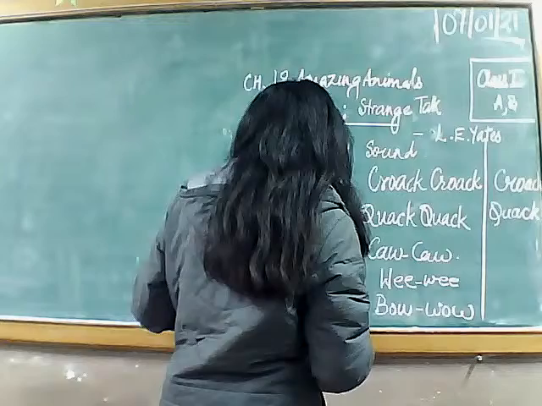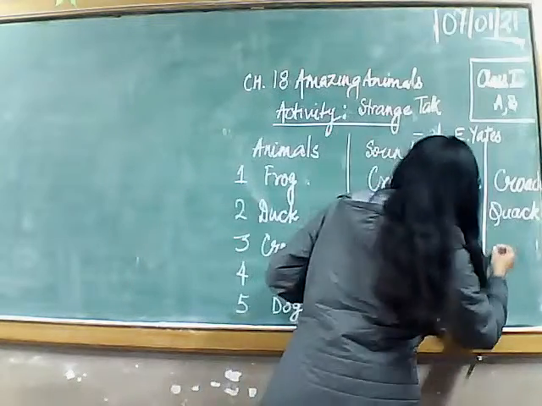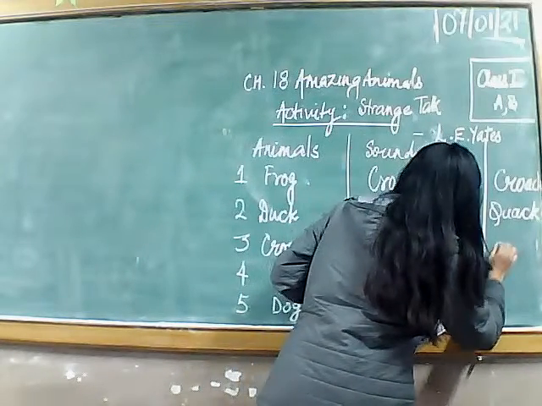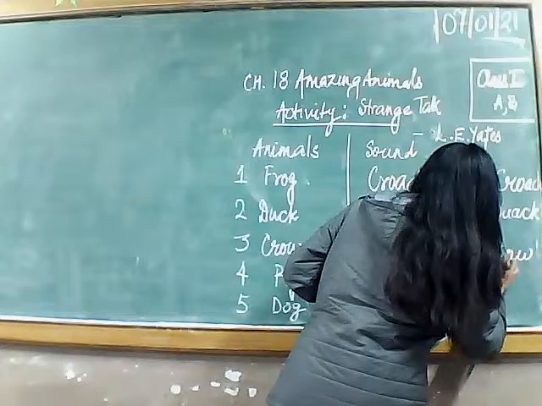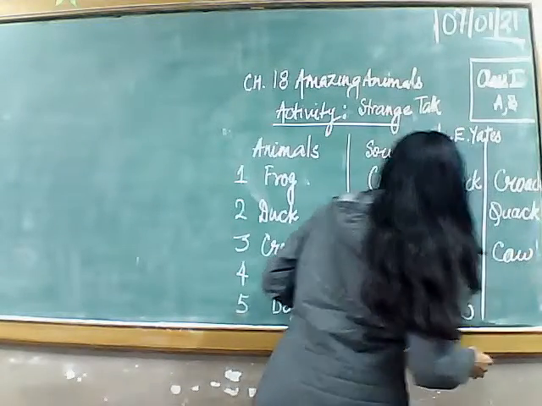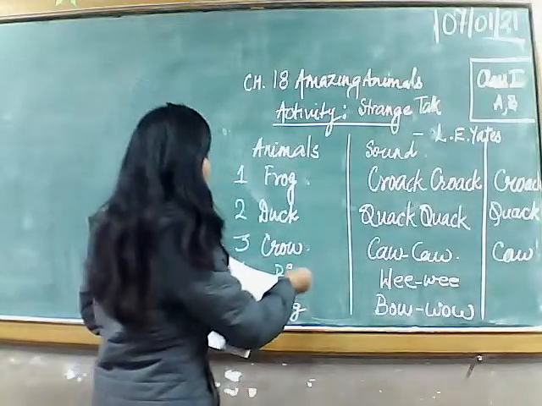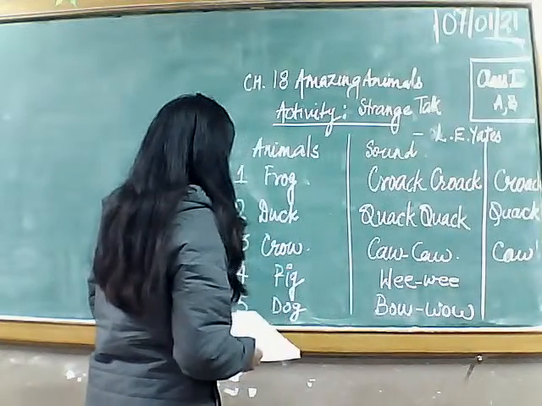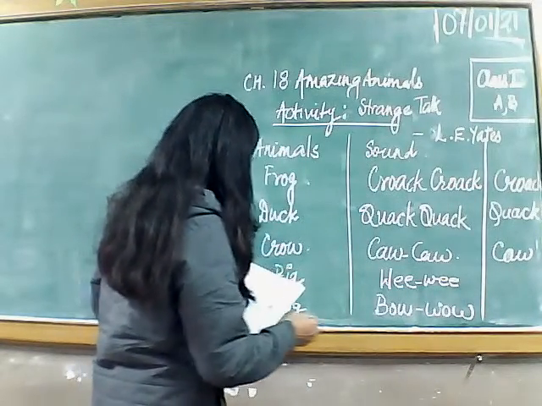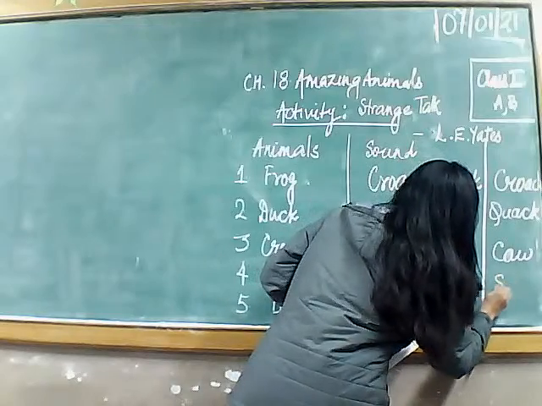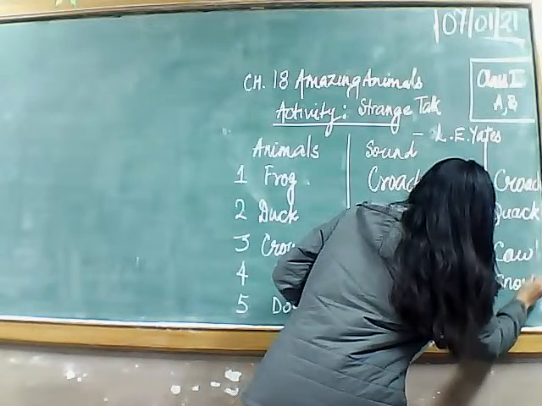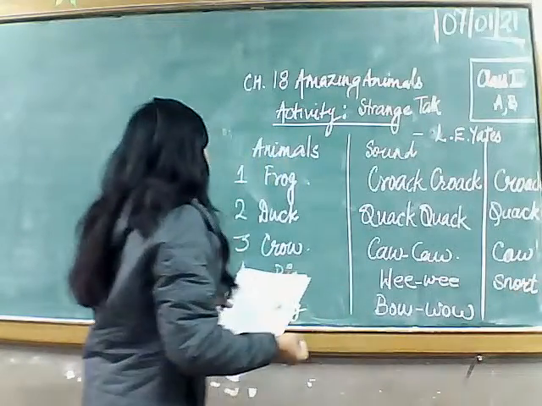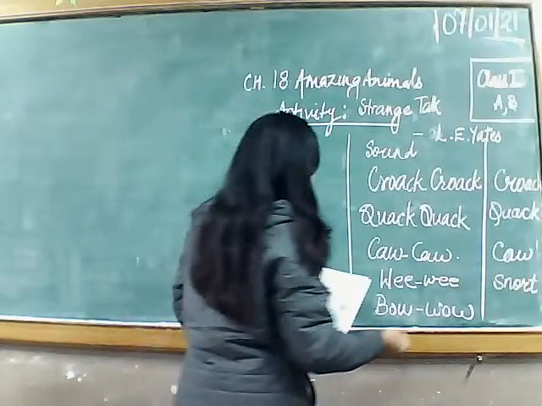Crow. The sound that the crow produces is called caw. Pigs, they snort. The sound that pigs make is called snort.